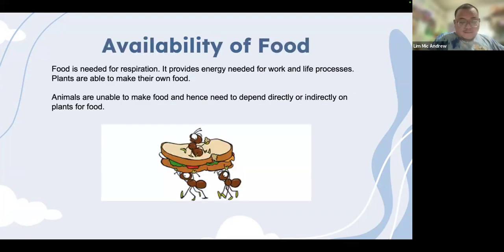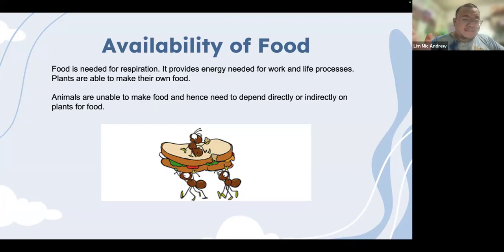All right. Now, availability of food. Food is needed for all living things because it provides energy for work and life processes. Plants are able to make their own food. However, animals cannot make their own food, therefore they depend directly or indirectly on plants for food. So the availability of food can affect the survival of the organism.